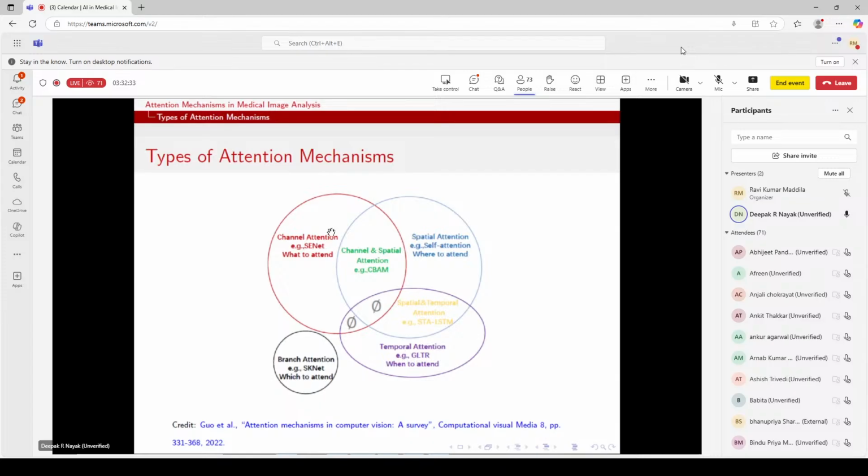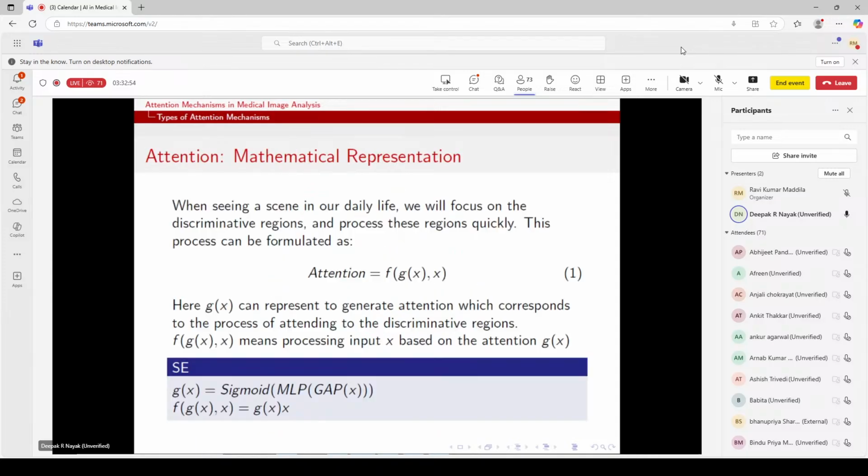This picture I have taken from a paper, which is a very popular survey paper, Attention Mechanisms in Computer Vision. If you want, you can go through this paper. You will get a lot of attention mechanisms based on channel attention or spatial attention, combinations of channel and spatial, temporal attention, and so many.